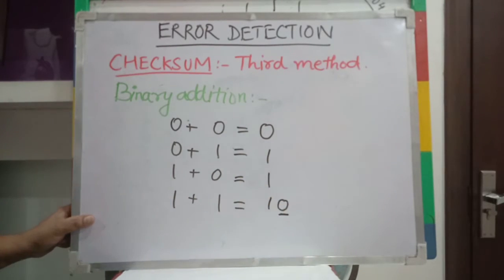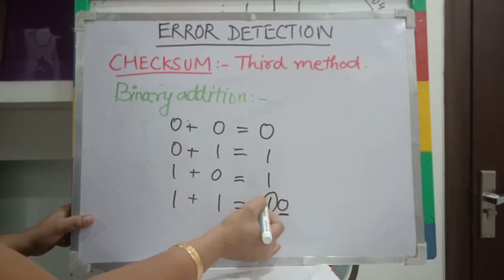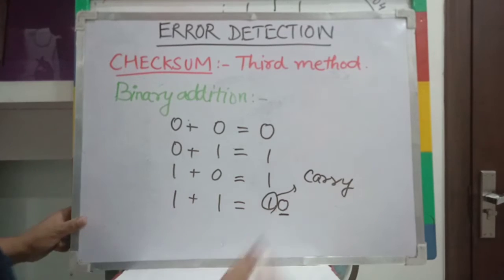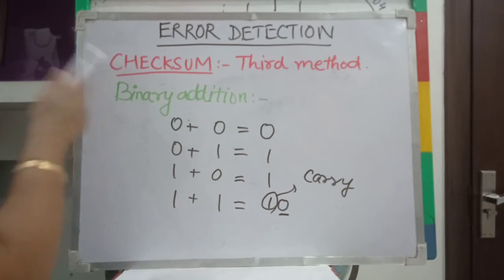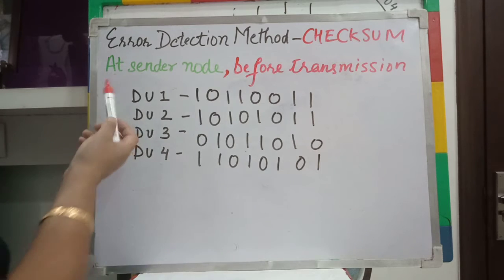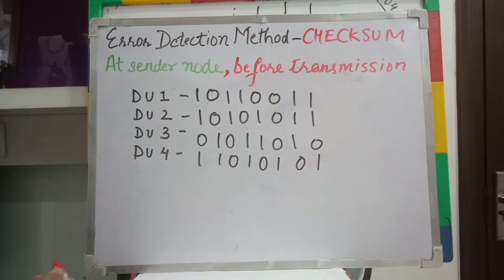At the ones place we will write 0 and we'll take this 1 as a carry. So, using the rules of binary addition, we will understand the working of a checksum. So, let's start with the error detection method checksum.